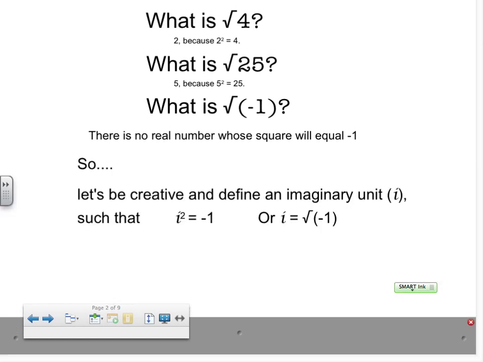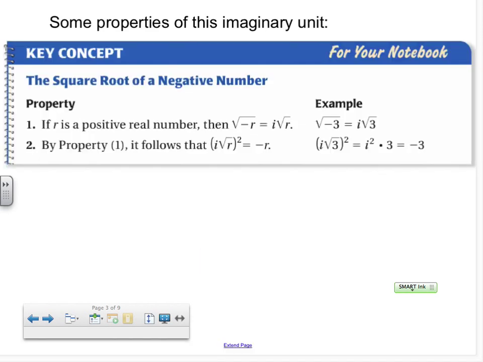So we get creative and we say, okay, let's imagine a number. And so we get our imaginary unit. Let's imagine, or create and define, an imaginary unit i so that when we square it, we get negative 1. So when we say i, what we mean is the square root of negative 1. So what is the square root of negative 1? Well, the square root of negative 1 is i. And then i squared equals negative 1. All right, some properties of this.